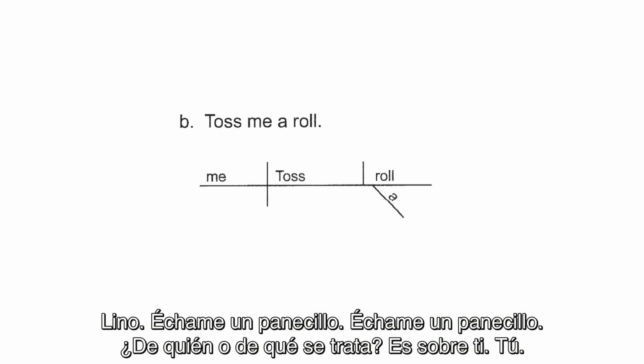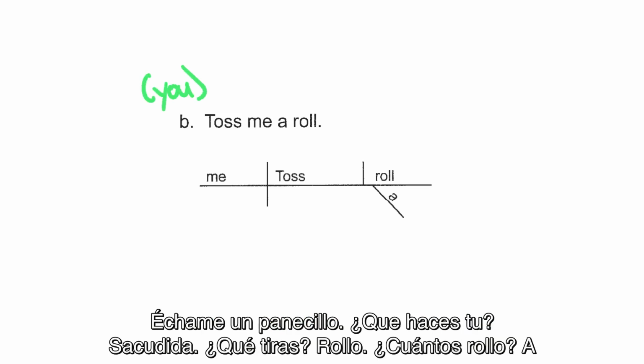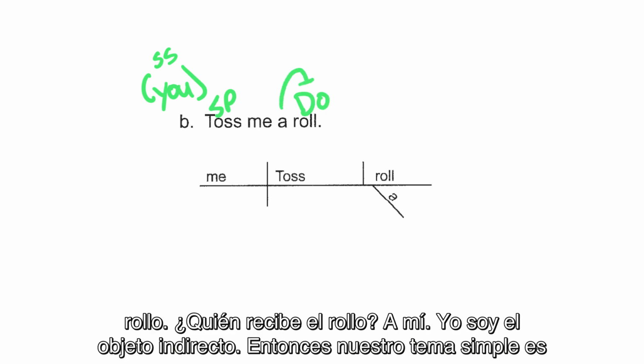Toss me a roll. Who or what is this about? It's about you. What does you do? Toss. What does you toss? Roll. How many roll? A roll. Who receives the roll? Me. Me is the indirect object.